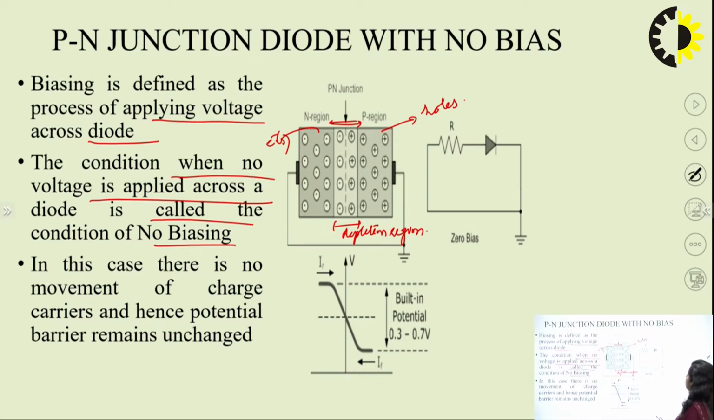In the next figure we have the zero biasing condition. We are not providing any voltage here. The resistance is given as R and the diode is given as PN, which has a positive and a negative side, and we are providing ground, and there is no biasing. So obviously there is no flow of charge, of electrons and holes, across the junction. The built-in potential will remain constant, that is 0.3 to 0.7 volt, around 0.3 for silicon and around 0.7 for germanium. The same built-in potential is maintained throughout the junction.